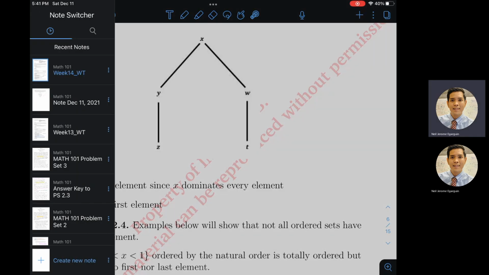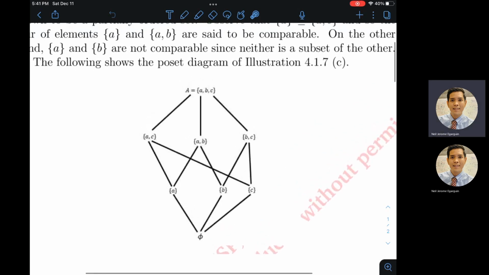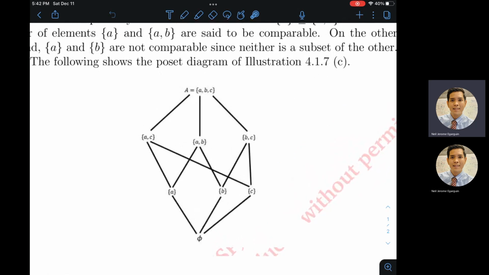All right? So perhaps let's look at some other poset diagrams here. So we have seen this before. This is from example 13 from chapter 4.1. So I guess this is the inclusion diagram or the diagram for the inclusion partial order on the set containing the letters little a, little b, and little c. Now, can you guys pause for a moment and think, is there a first and last element for this poset? And if yes, what are they? So you can pause it now, then I'll reveal the answer momentarily.